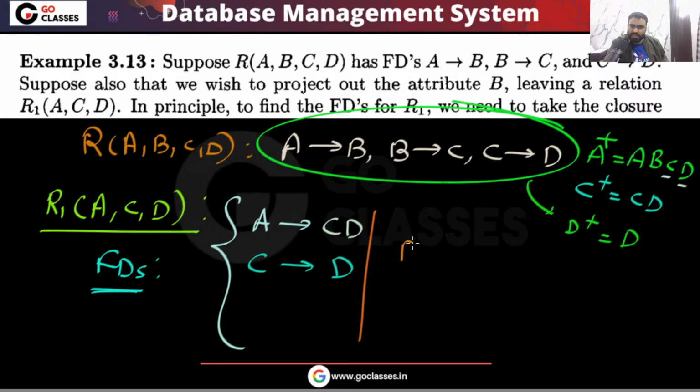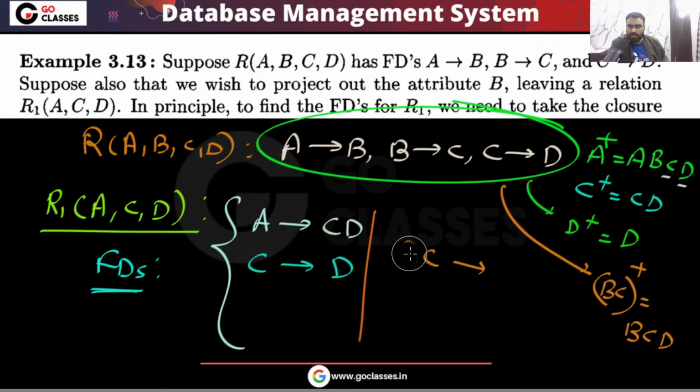Okay, so what will we consider? We will consider BC. Can BC determine A? Again here, what you do is find the BC closure. The BC closure will be BCD. So you can see BC cannot determine A. So we will not get any non-trivial functional dependency when LHS is BC. Okay, so that's it. This is the answer we will get.